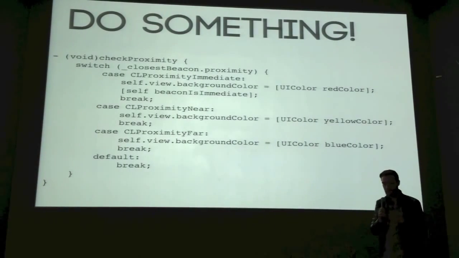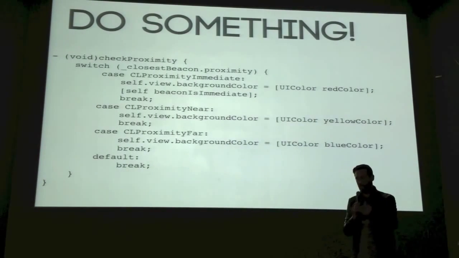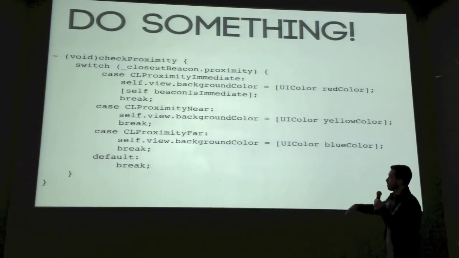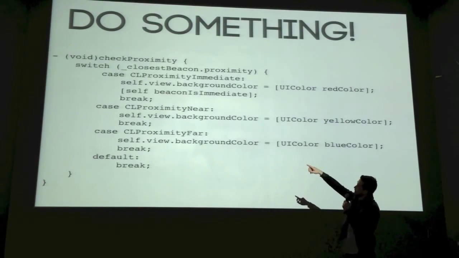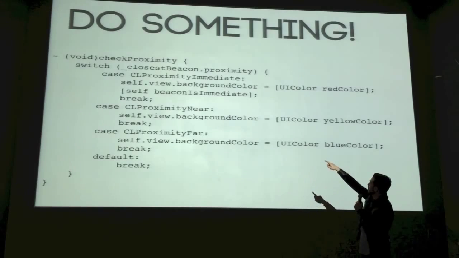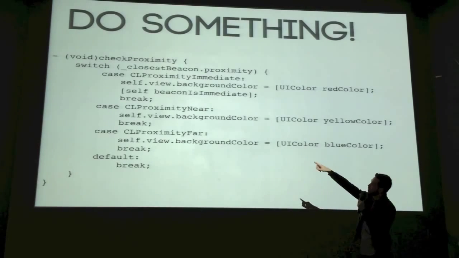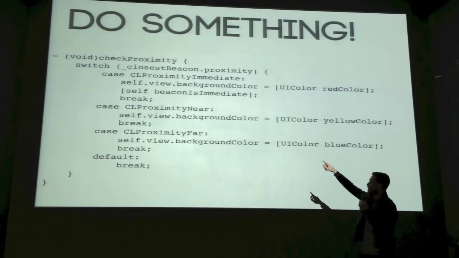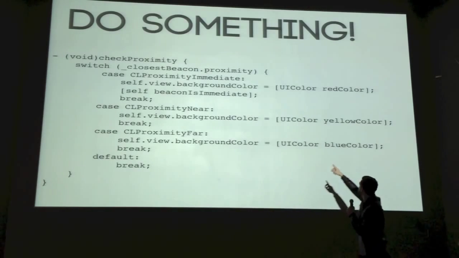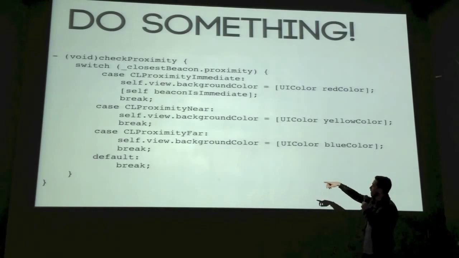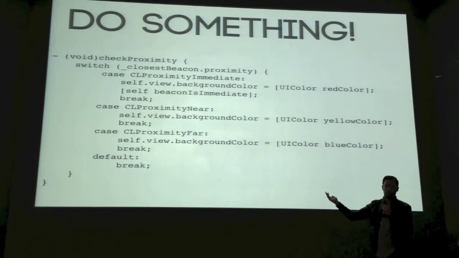So once you know what your beacon is and how far away it is, you can do something about it. Let's make an action inside of your app. Let's say that the proximity is immediate. Okay, let's make the background of this app red. If it's near, let's make it yellow. And if it's far away, let's make it blue.